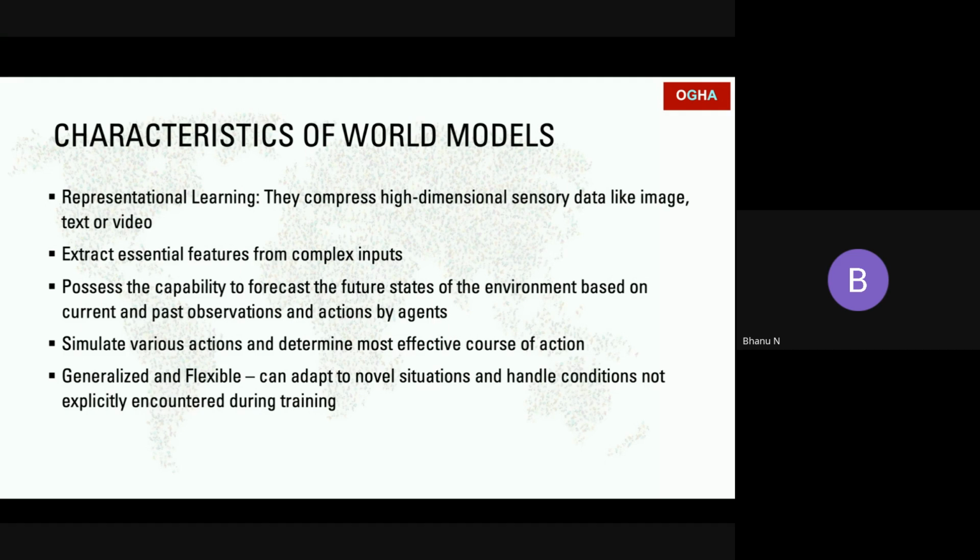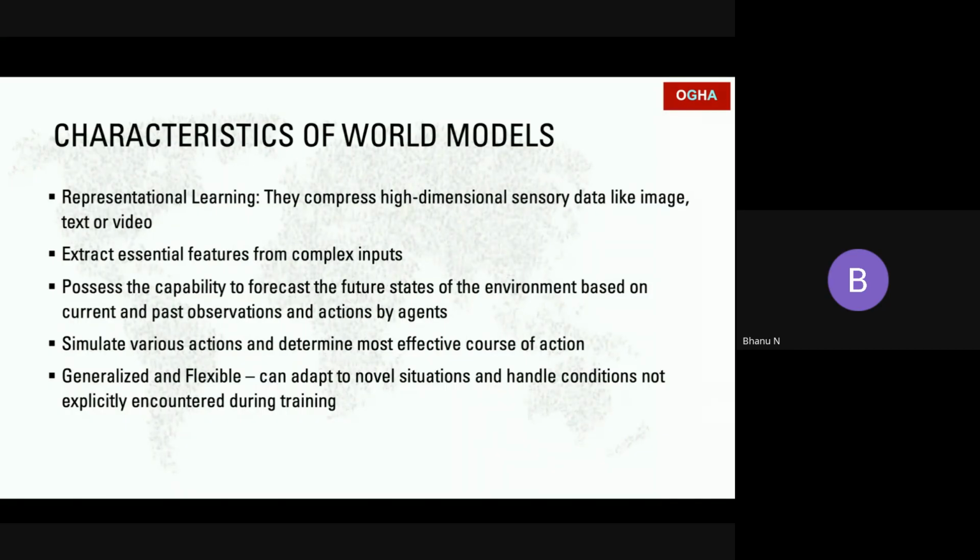And like I said, it's not just one action path. They simulate various action paths, and then they can determine the most effective course of action. So it's a range of probabilities. For example, if you take a sports example, you can run many scenarios or war games and then see what's the best course of action.